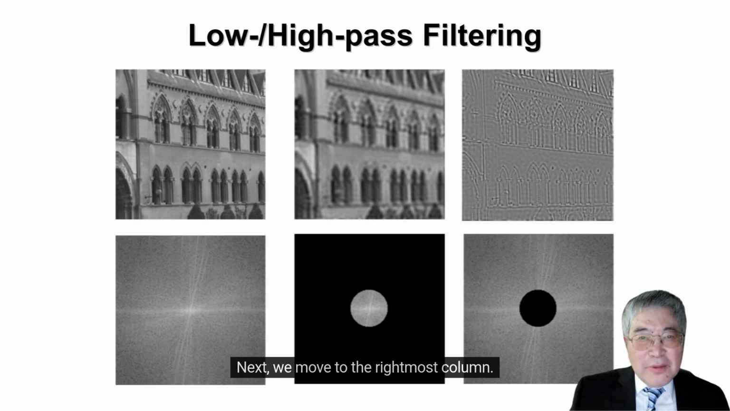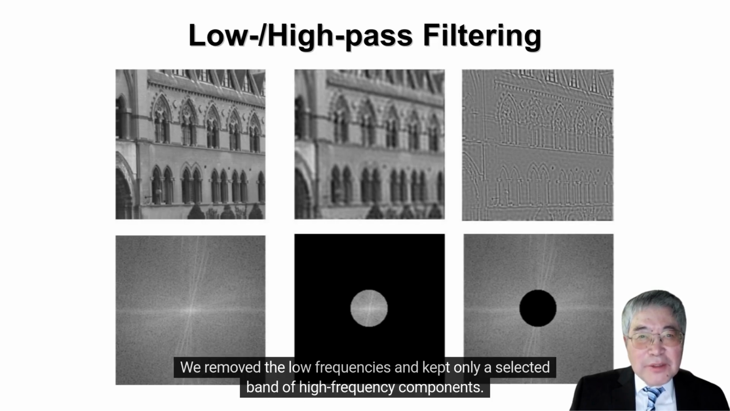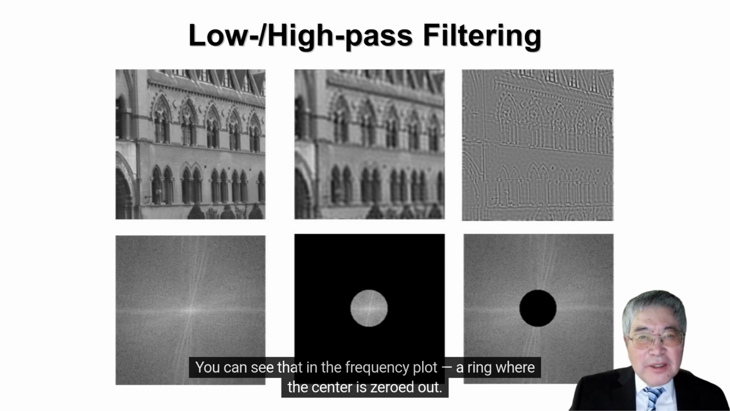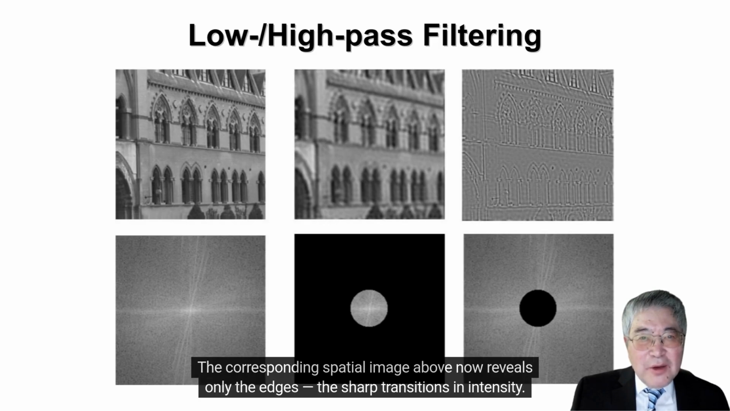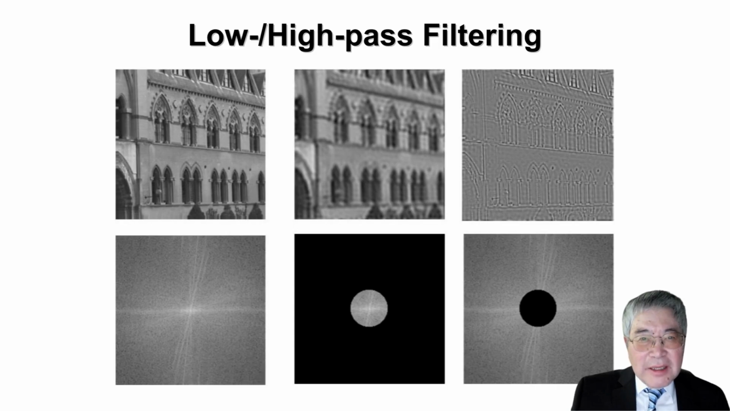Next, we move to the rightmost column. This time, we've done the opposite. We removed the low frequencies and kept only a selected band of high-frequency components. You can see that in the frequency plot, a ring where the center is zeroed out. The corresponding spatial image above now reveals only the edges, the sharp transitions in intensity.